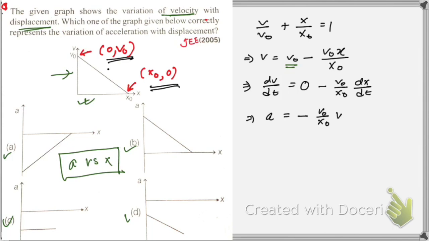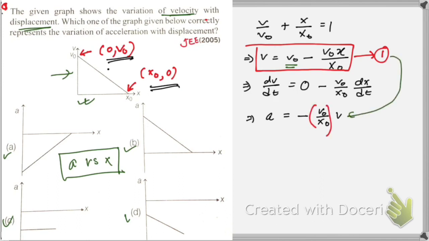So here you see v is equal to this equation. From this equation we will get the value of v. Let us put the value of v from equation 1 here. Then we will get a is equal to minus v naught by x naught, and v will be replaced by v naught minus v naught x by x naught, right? So here we have used equation 1, right?